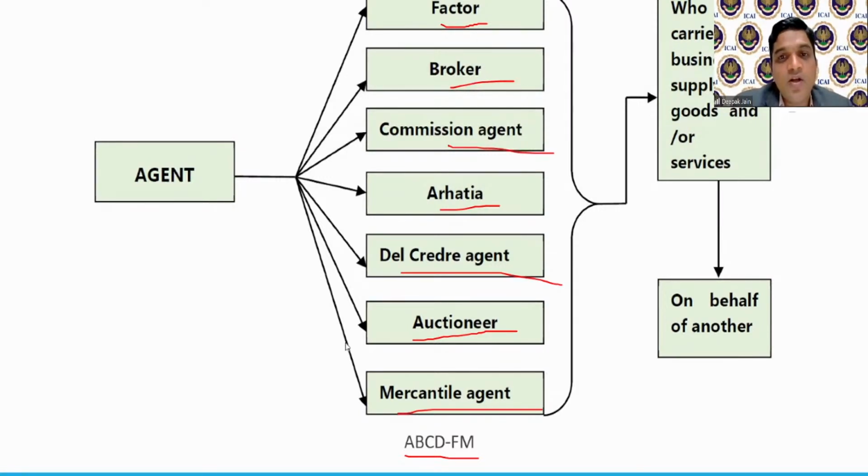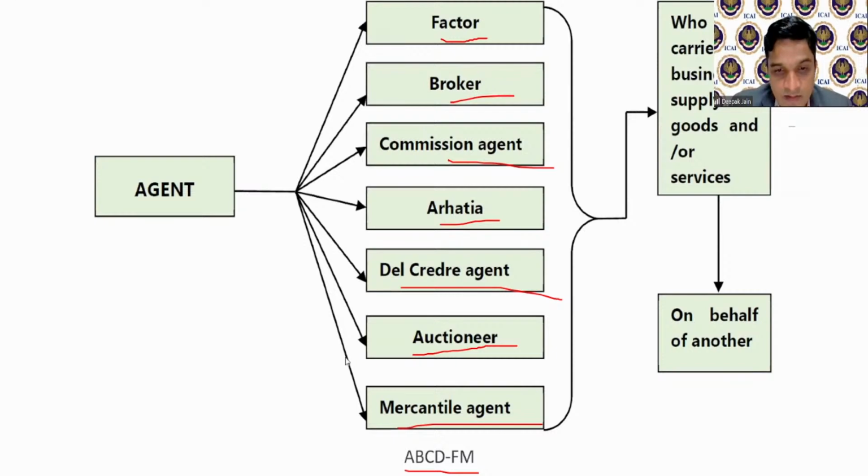So all of these people who carry on the business of supply of goods or services on behalf of another, on behalf of whom? On behalf of the principal, whatever transaction they do, and they sell or they buy on behalf of the principal, they are called as agent. That's simple. So very easy. If you get a question of this, then it's very easy for you to understand and to write it.